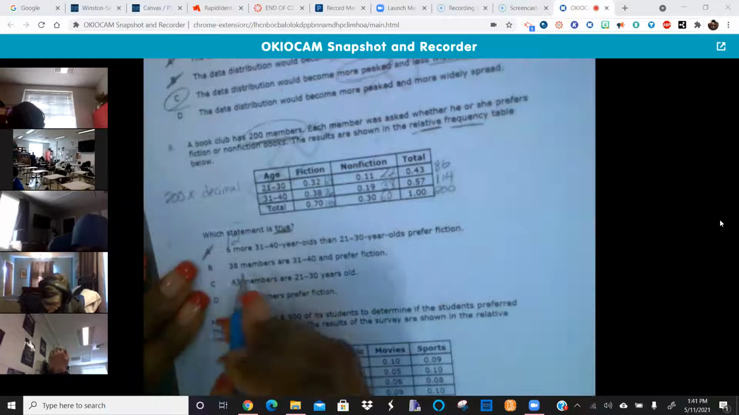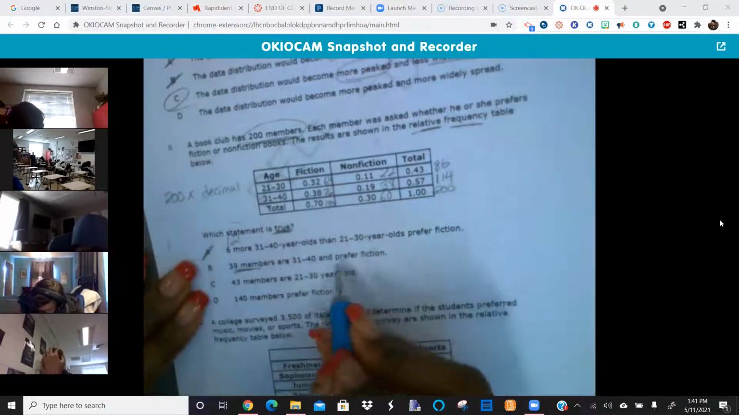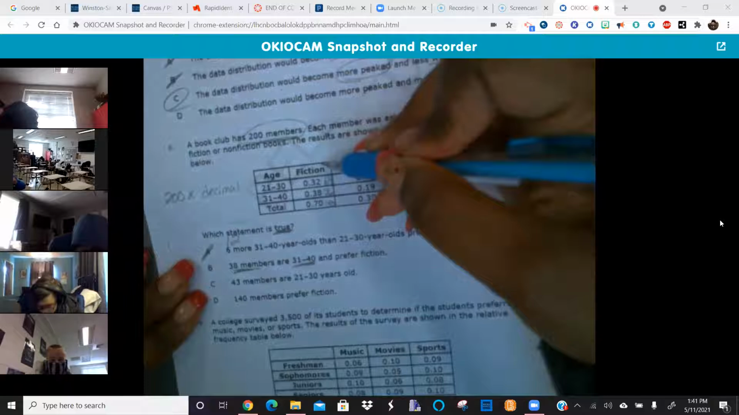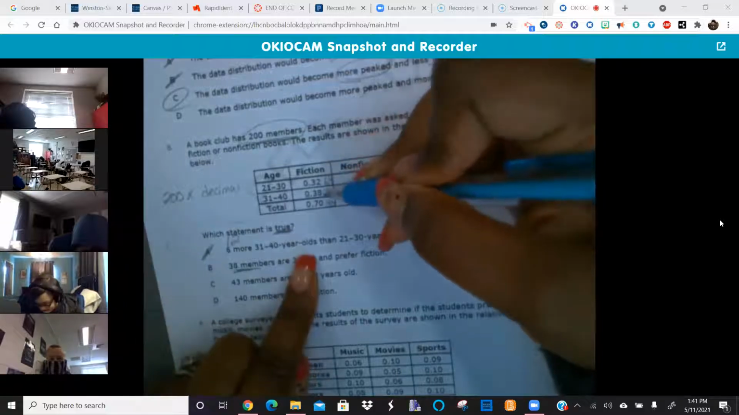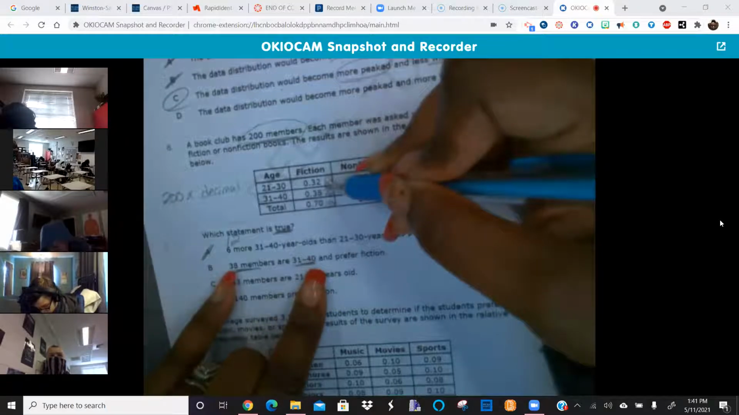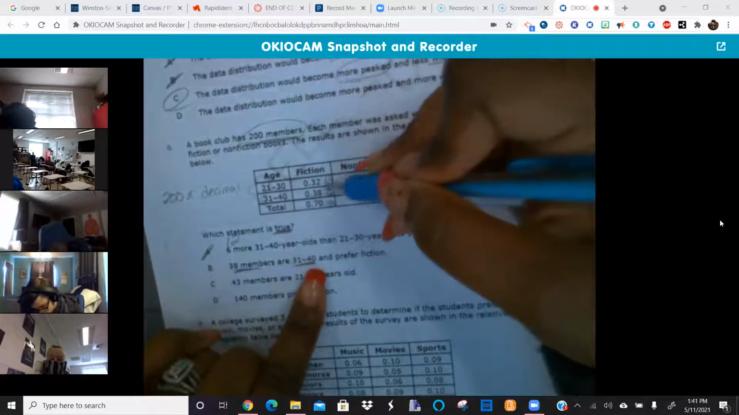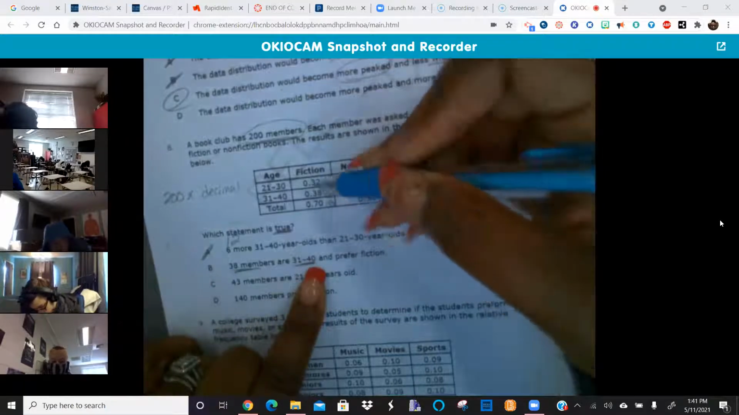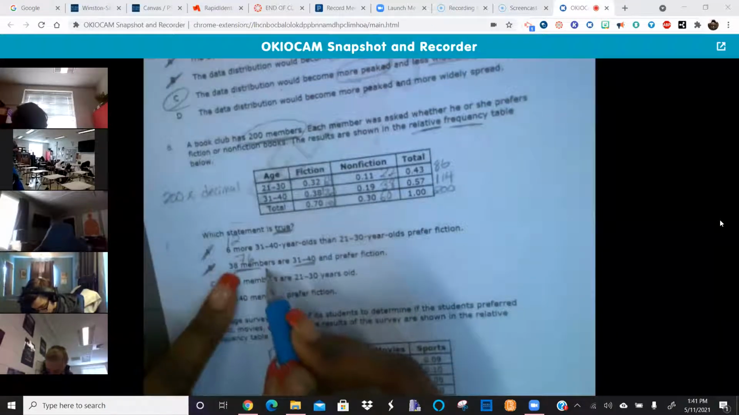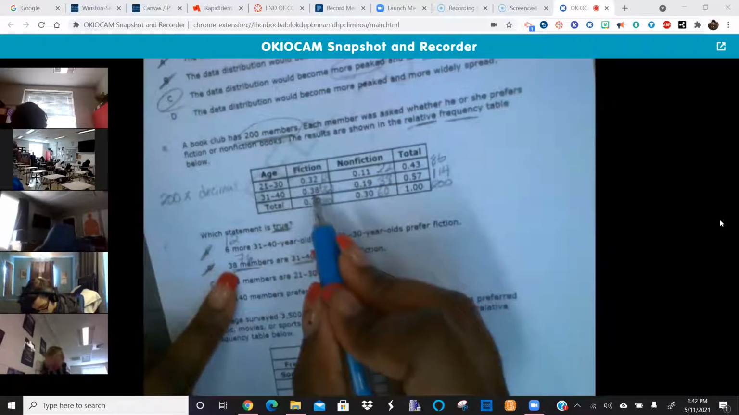Here, 38 members that are in this age group right here prefer fiction. So look under fiction and look at this age group right here, which is 31 to 40. And it's not 38 members. See, it's 38%. It's really 76 members. It's supposed to be 76 here. This is not right. And a lot of people will choose that because they're just looking at that decimal and not knowing what that really means. That's saying percentage, not the number of.